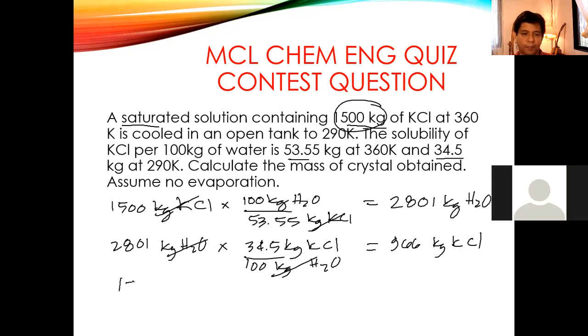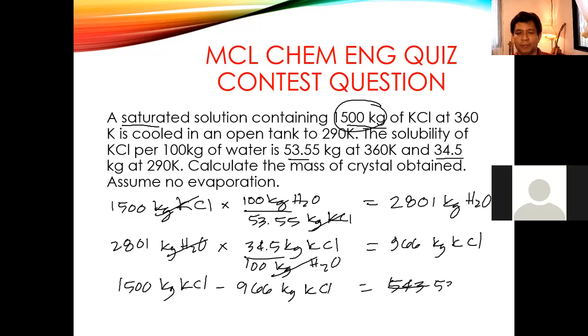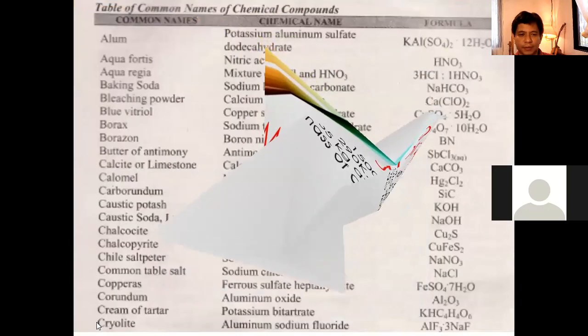So 1.5 kilogram KCl, this is the original, minus 966 kilogram KCl, yung nasa water. This will give you approximately like 534. Question? Do you have any questions? So this will be the final answer. Sorry, 534. Question? Okay, so let's proceed to the next.